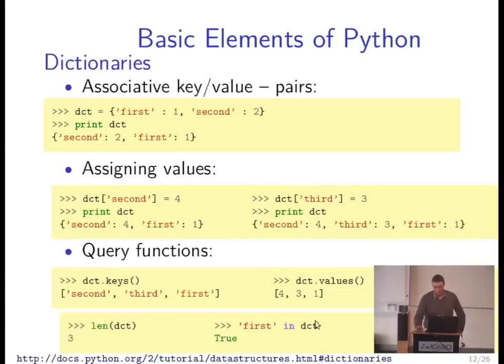We have the in keyword, which checks if a specific key is in the dictionary. So when we ask if first is in dictionary, you will receive true, because it is. But if we ask if 1, which is a value and not a key, is inside the dictionary, you will get a false.